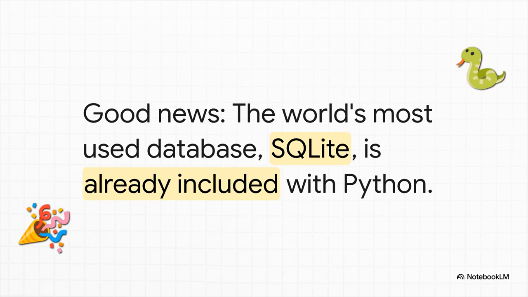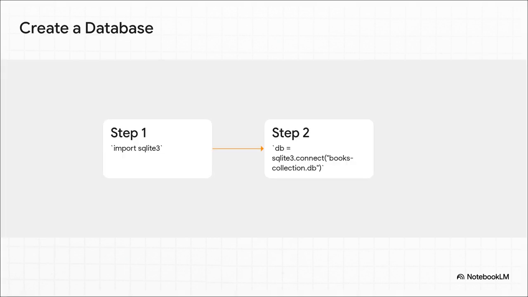The tool we need, SQLite, which is literally the most used database on the entire planet, it's already baked right into Python. It's on your computer right now, just waiting for you to use it. And it seriously only takes 2 lines of code. First, you just import SQLite3 to get access to all the tools. Then you use SQLite3.connect, and you just give your database a name. And here's the magic trick. If that bookscollection.db file doesn't exist yet, this command creates it for you. Just like that. The foundation is poured.